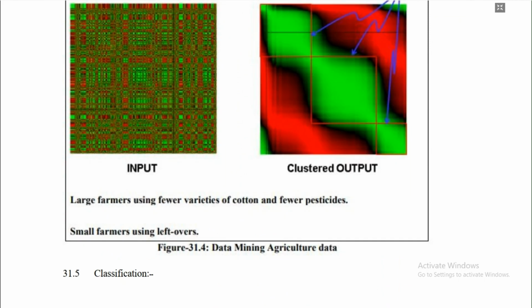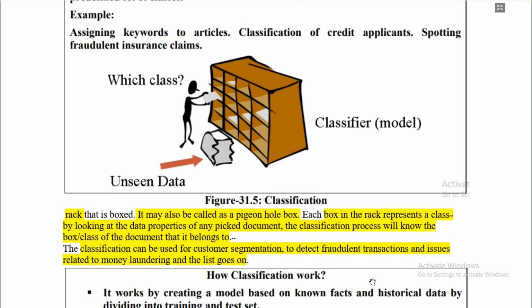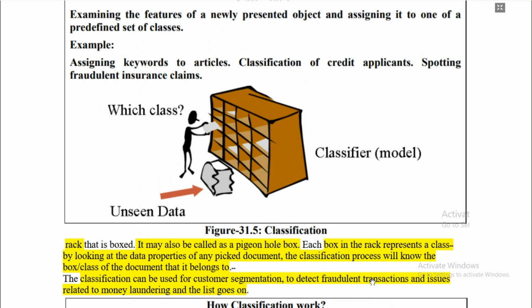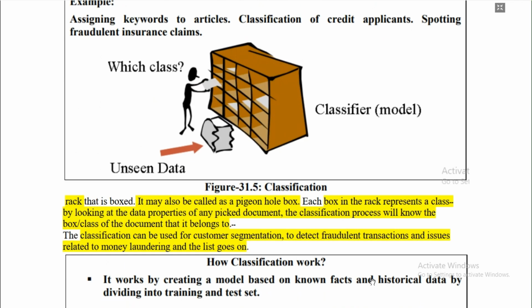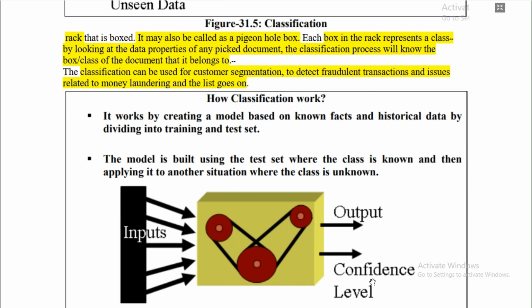31.5 Classification, RAG, that is boxed. It may also be called a pigeonhole box. Each box in the RAG represents a class. By looking at the data properties of any picked document, the classification process will know the box class that the document belongs to. The classification can be used for customer segmentation, to detect fraudulent transactions and issues related to money laundering, and the list goes on.